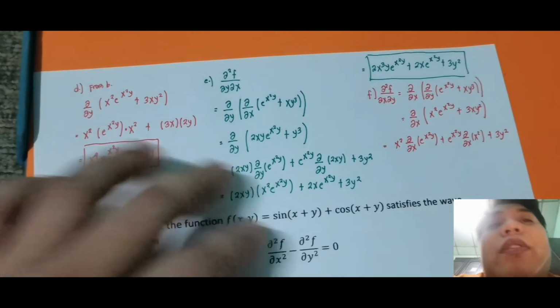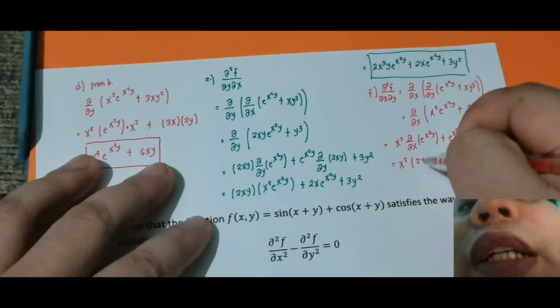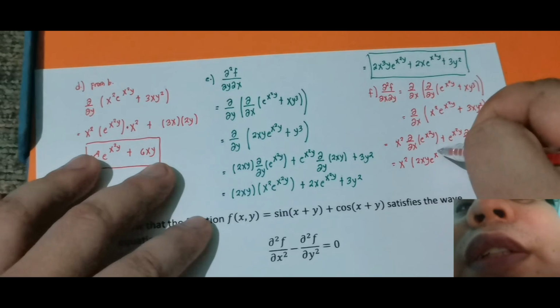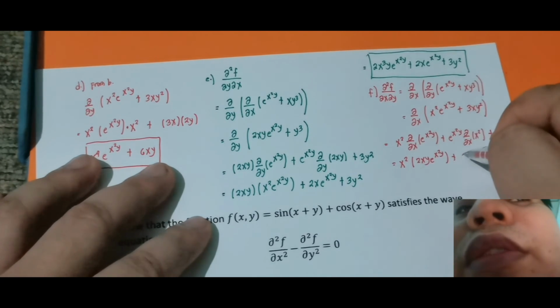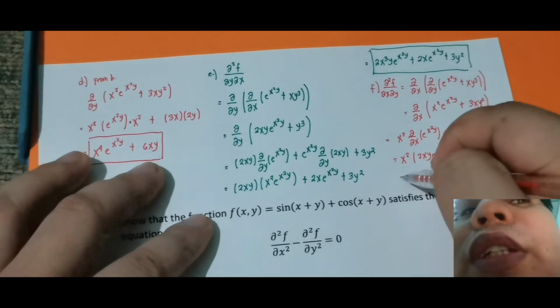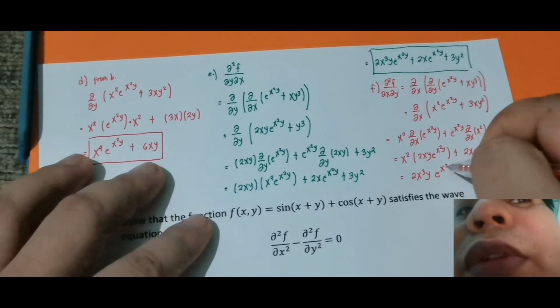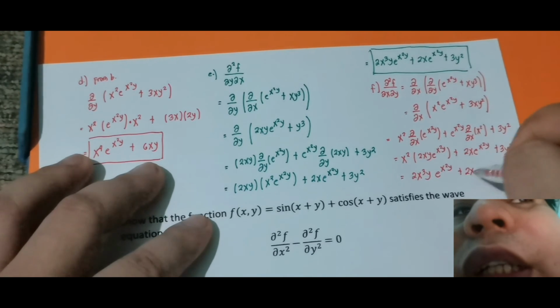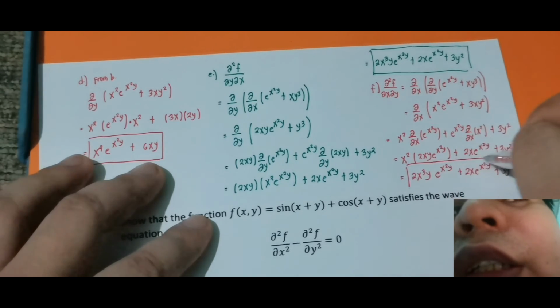So tama, no? 2xy yun. So this is just equal sa x squared. Then this is just 2xy e raised to x squared y. Okay, then plus, derivative na ito is 2x, so this is just 2x e raised to x squared y plus 3y squared. So, arrange na lang natin konti or simplify. This is just 2x cubed y e raised to x squared y plus 2x e raised to x squared y plus 3y squared. Okay, so therefore, ito yung kanyang sagot.